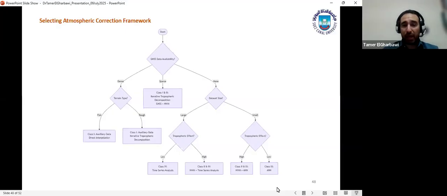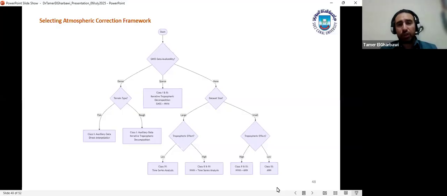When we look at the data set, if we have a large data set, we can ask ourselves, is the tropospheric delay low or high? If it's low, we can use time series analysis like it was proposed before, like in InSAR or ISPRS. If it's a high atmospheric delay, we need to incorporate the numerical weather model with our process. If we have a small data set, then we can use the neural network. If we have a high tropospheric effect, we can use the numerical weather model with the neural network. If we do not have a high atmospheric delay, we can use the neural network only.